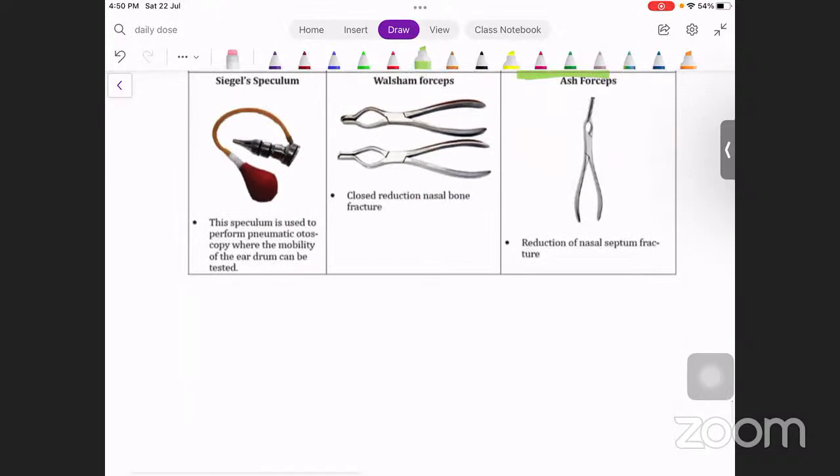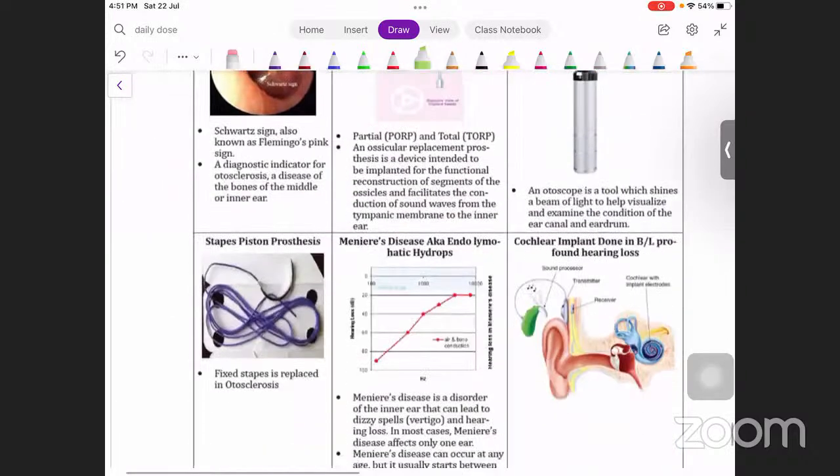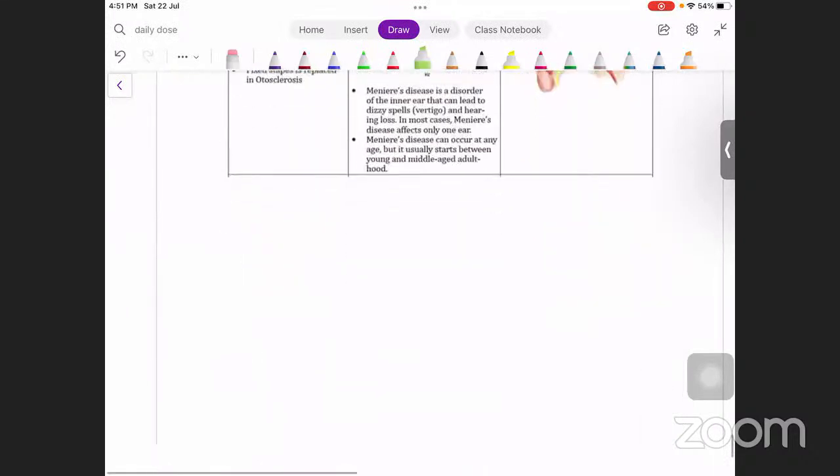And apart from that, Siegel speculum, Walsham forceps and Asch forceps. Walsham forceps is used for the closed reduction of your nasal bone fracture, while Asch forceps is used for the reduction of nasal septum fracture. And you have a Siegel speculum, which is a pneumatic otoscopy instrument where you are able to perform pneumatic otoscopy. So these are the important images you may see. Apart from that, a few other images are there.